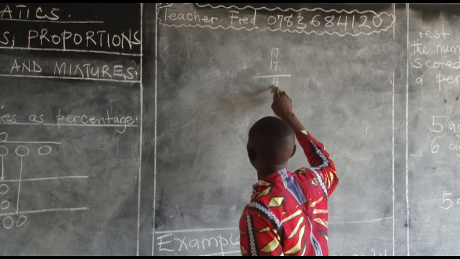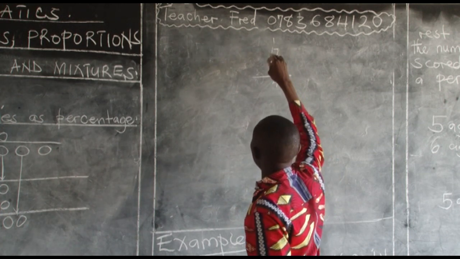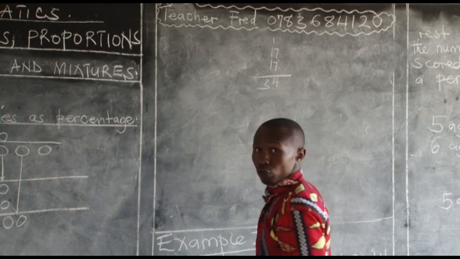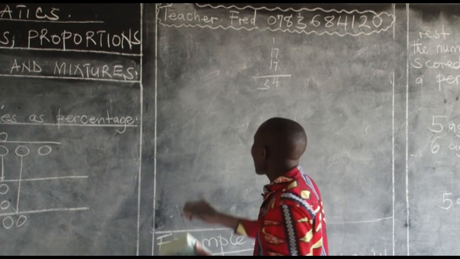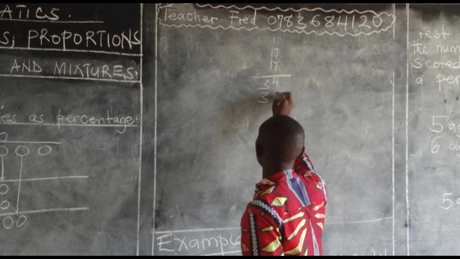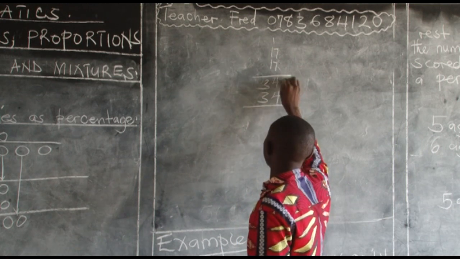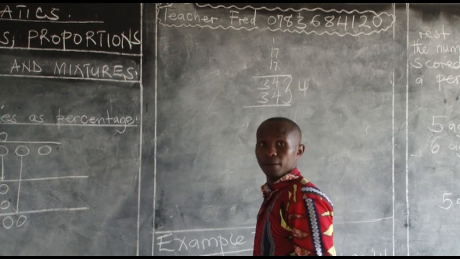7 plus 7, 14. 1 here. 1 plus 1 plus 1. Those are two groups. Two groups gives us 34. Let's add more two groups. More two groups will also be 34, meaning that these are now four groups.